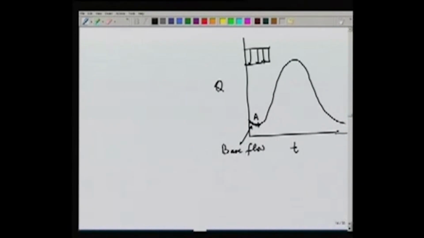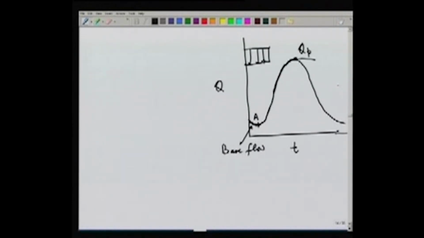And then it will start increasing and reach the peak. So this point is known as the peak point, QP. Now at QP, we have reached a maximum flow, and this will depend on the time of concentration. Suppose our rainfall is more than the time of concentration. In that case, after reaching QP, it might continue at QP for some time and then come down.